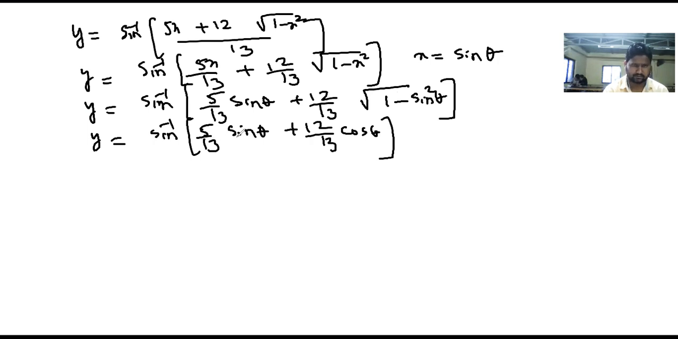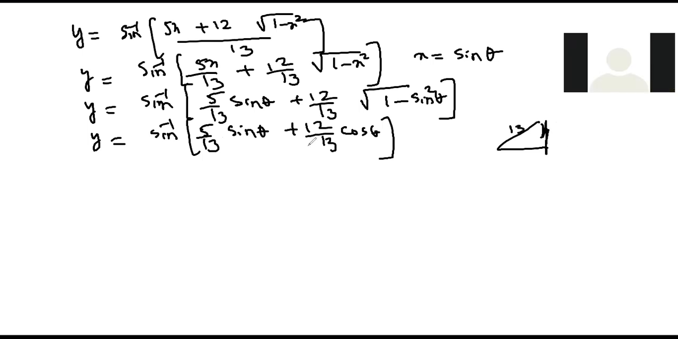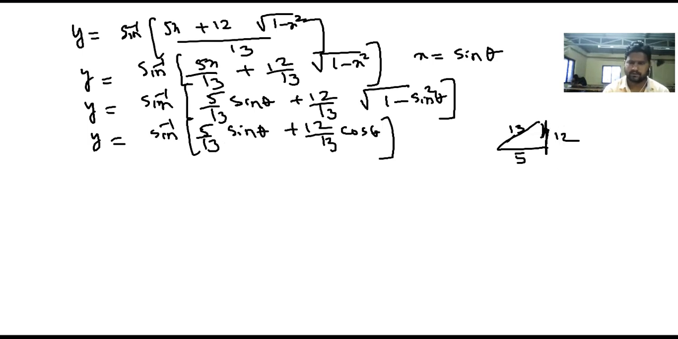So it is in the form of sin x cos y plus cos x sin y. So I plot the triangle. 13 is the hypotenuse, right? So here the sides are 5 and 12. Suppose this angle is alpha.